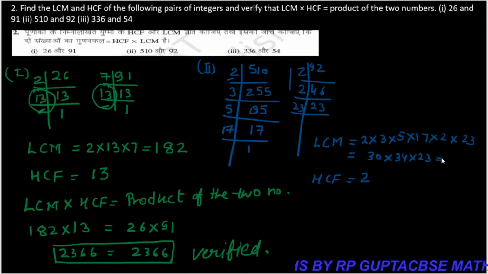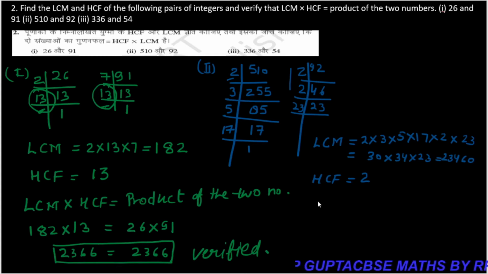So after multiplying these numbers, what will you get? After multiplying these numbers, I will get 23460. Here I will get 23460.